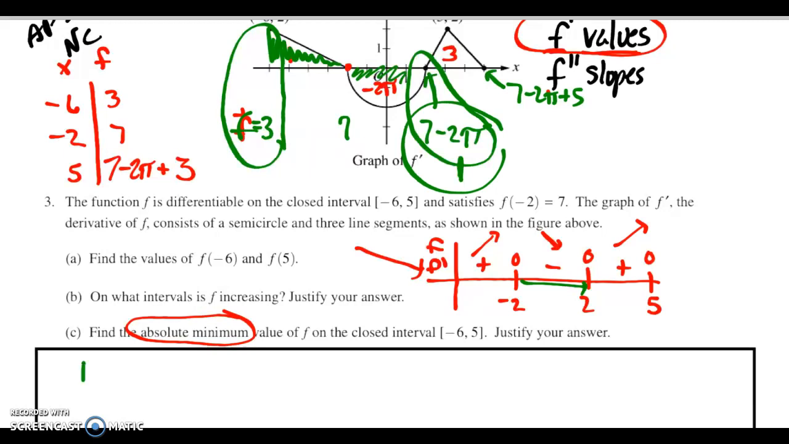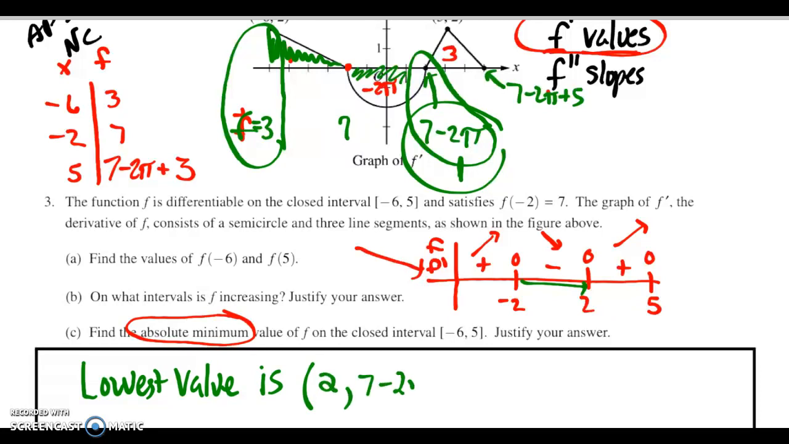So the lowest value is, I'm going to put both the x and y value down, that way I don't get it wrong, is at (2, 7 minus 2 pi), C graph. That's the information on there I need to find that value.